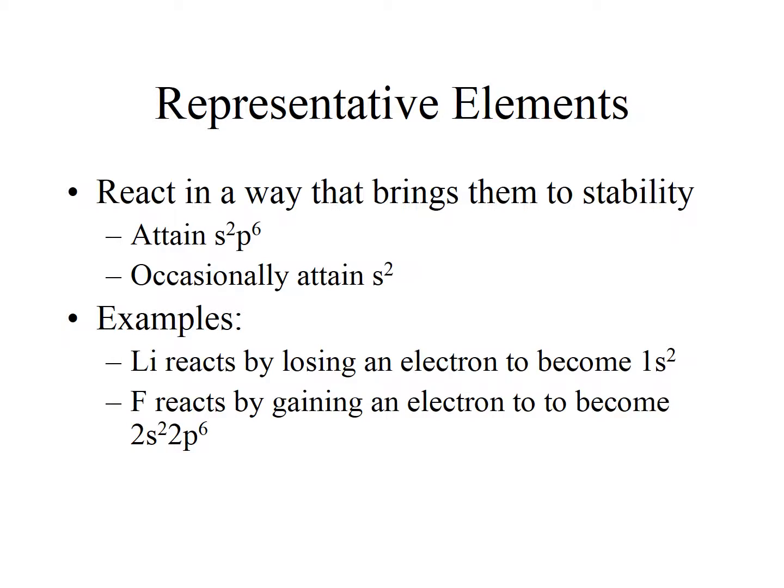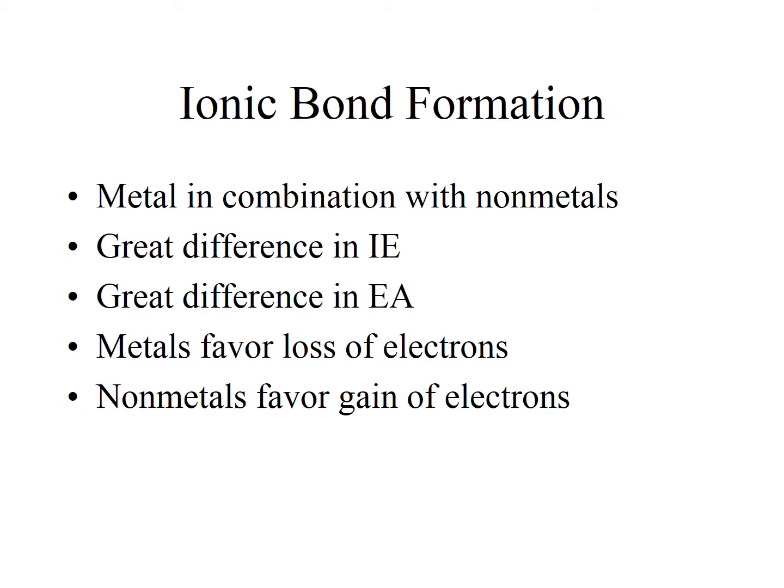For the most part, the representative elements are going to react in a way that brings them to an s2p6 configuration. So they either gain or lose electrons to become s2p6. Hydrogen, of course, will become s2. Or they will overlap in a way that gives them an s2p6 configuration, or again, s2 configuration. The ionic bonds are always going to be in compounds that are metals with nonmetals.